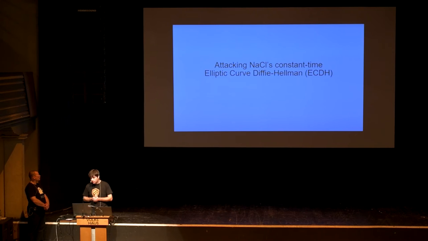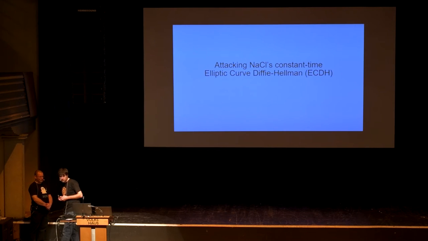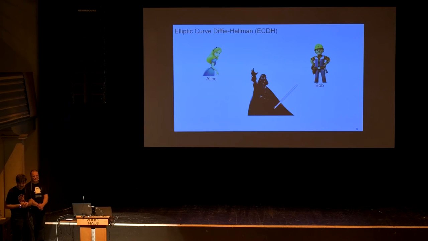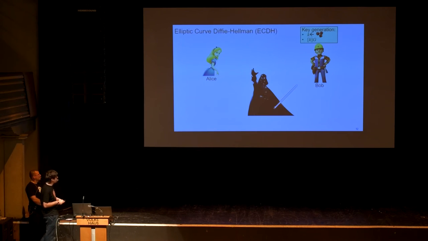Okay. So we're going to be attacking the elliptic curve Diffie-Hellman protocol, and in order to do that, I need to establish some notation. So we have our two standard parties, Alice and Bob, and they would like to communicate securely without Darth Vader being able to eavesdrop on their communications. And to do that, Bob generates a private key K, which is a scalar, a public key K times G, with G being the group generator, and sends K times G to Alice.